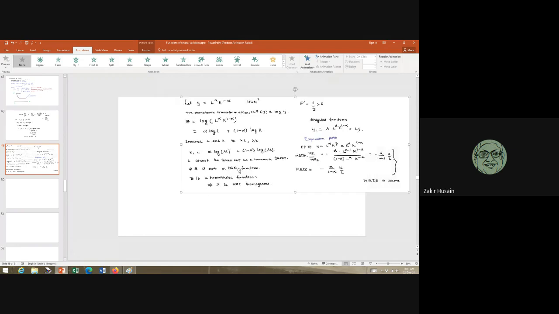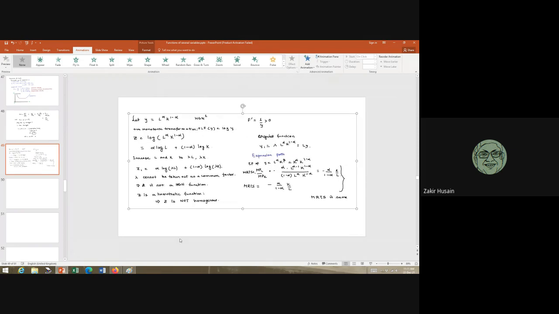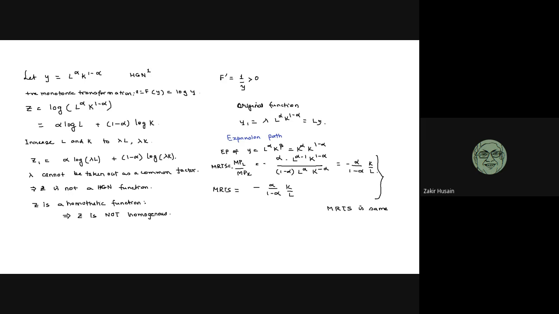So I want to close with... Sir, one minute, sir. I am writing. Yes. Okay, that page. Sir, the second MRTS is for Z, no? It is for Z. Yes, sir.